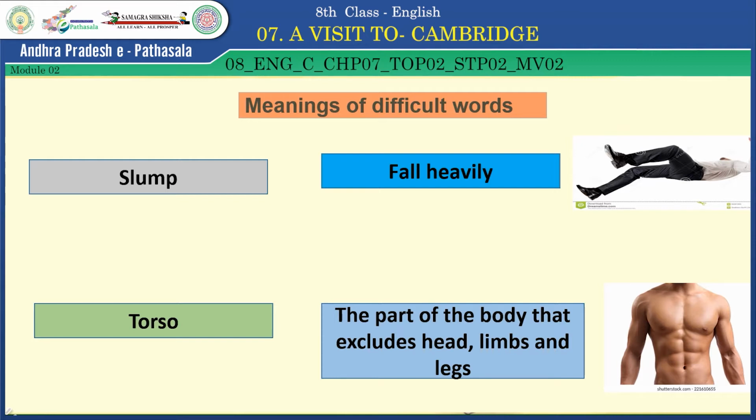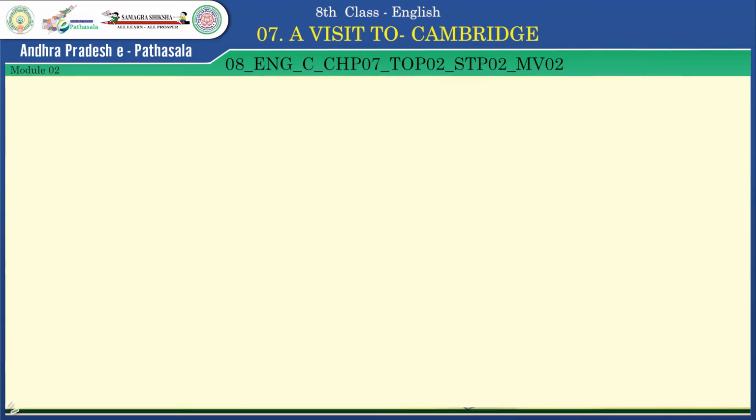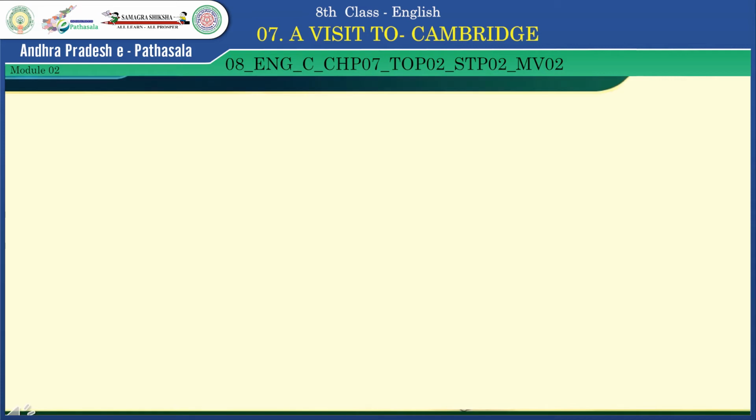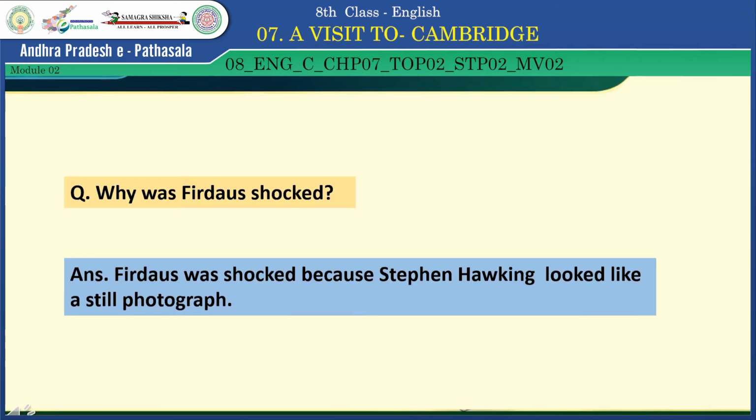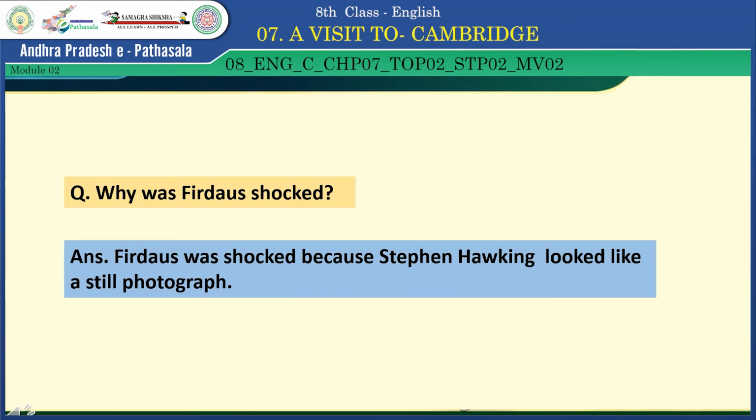Children, can you answer this? Once check. Children, let's see this question. Why was Firdaus shocked? Firdaus was shocked because Stephen Hawking looked like a still photograph. Well done. Children, let's see the next comprehension part.